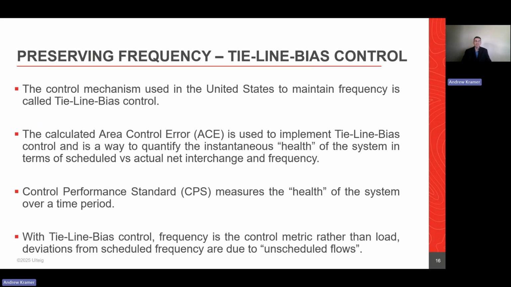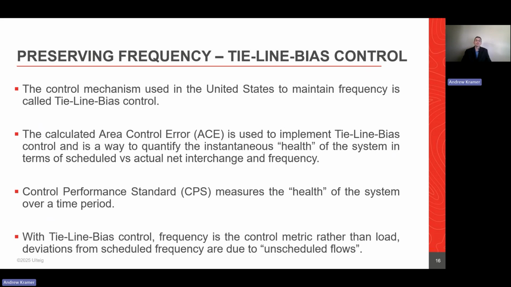The control performance standards, CPS 1 and 2, measure the health of the system over a time period. And we'll go into this a little bit on the next slide, to give you a physical picture for what happens here. With tie line bias control, frequency is the control metric used rather than load. Deviations from scheduled frequency are due to what we call unscheduled flows.